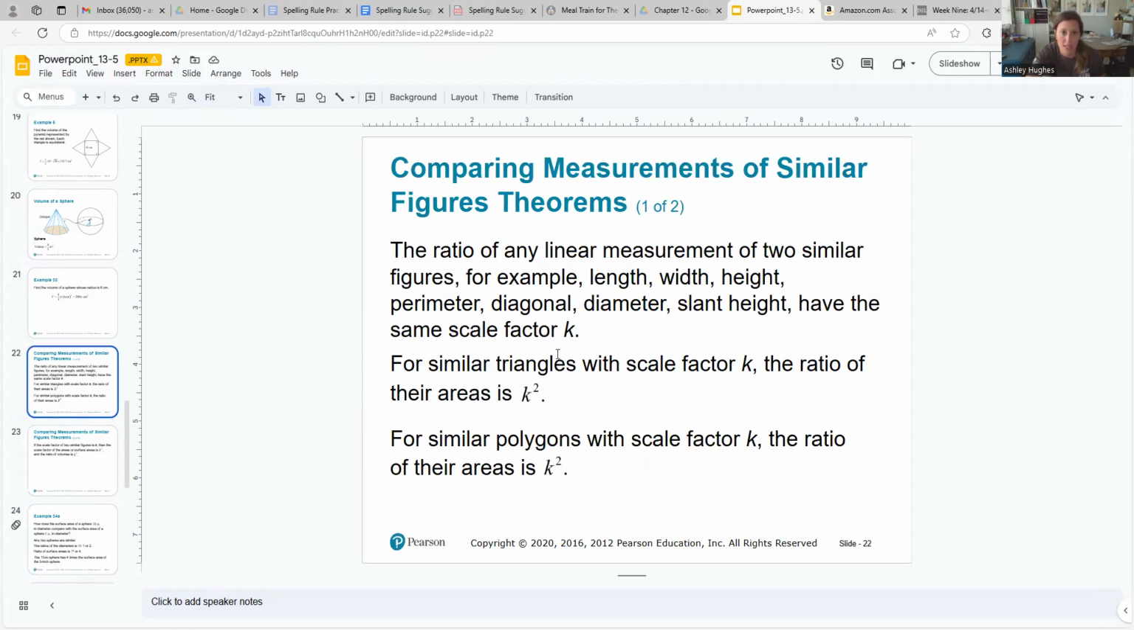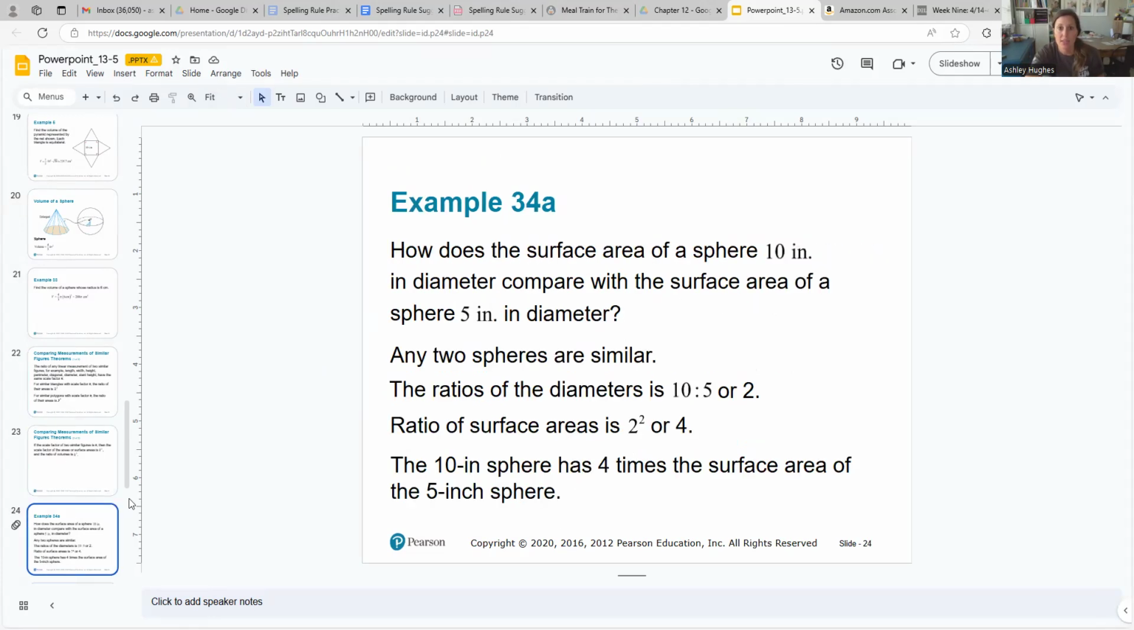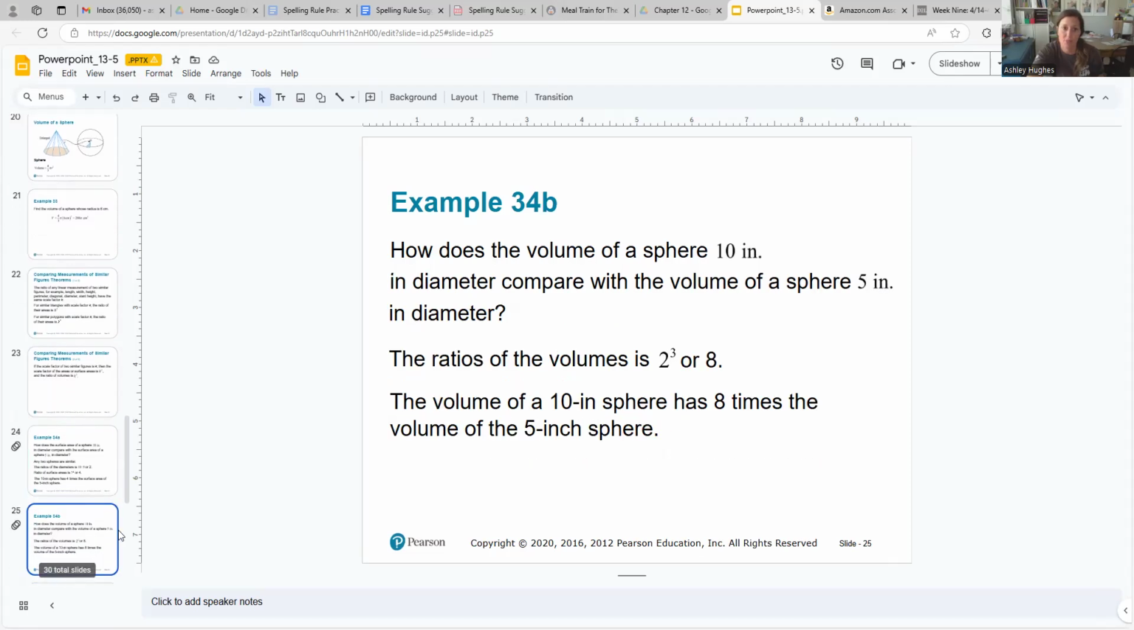So that's what this was saying here, that similar polygons have a scale factor of k, and the ratio of their areas is k squared. So in this case, 10 to 5, that's linear, and that's a scale of 2. So if we're talking about areas, you square that term, so it would be 4 times more.